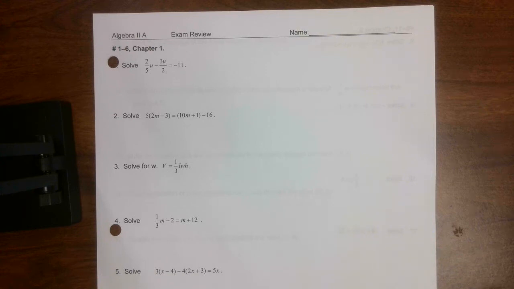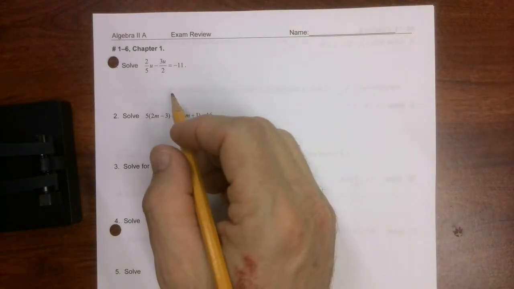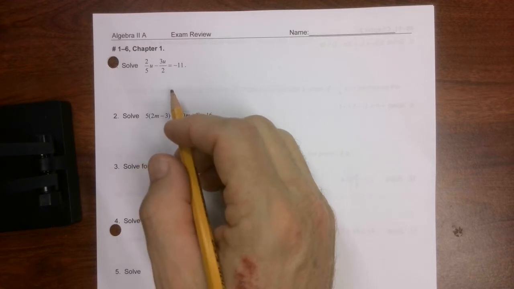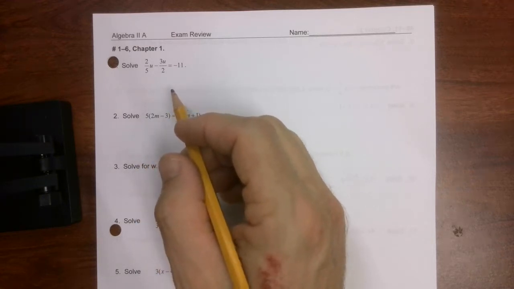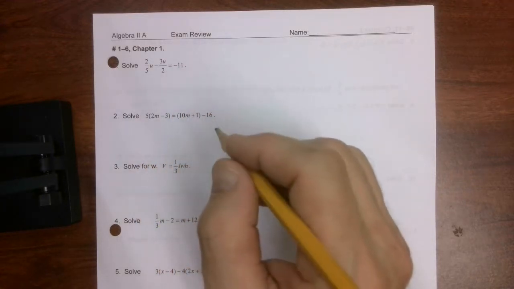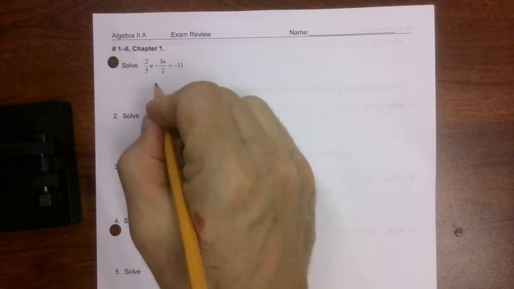All right, so here we go. Exam review, Algebra 2, pump it up. Yeah. Number 1. See, there's some students in the background that are fired up for you. Listen to them. They're going nuts. They're going crazy.